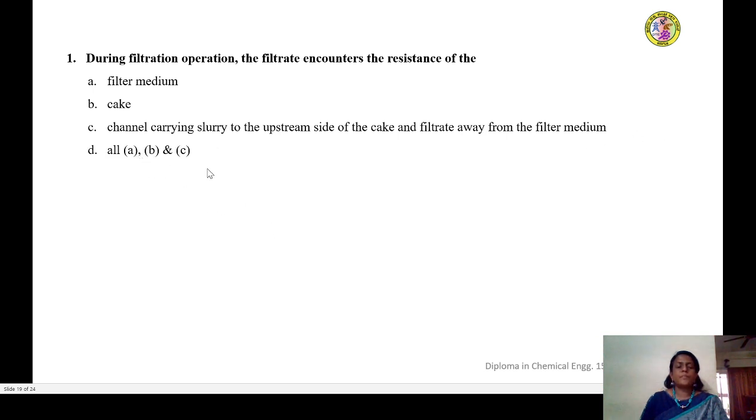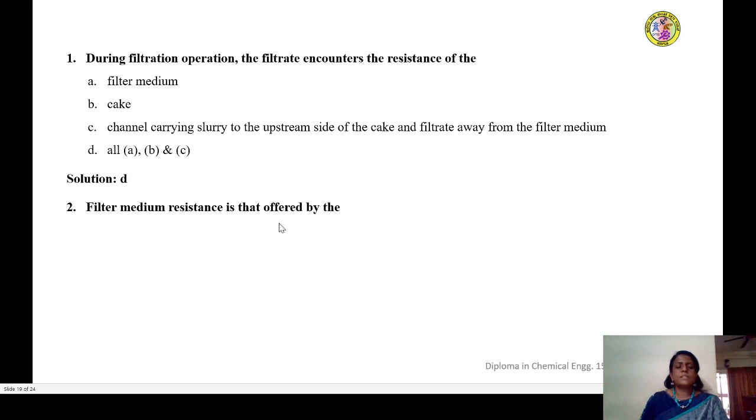All of A, B and C. In the starting of this session, we learned that the flow of filtrate faces three resistances. One is that of the filter medium, one is from the cake that is getting deposited, and one is due to the friction in the upstream side channel and the downstream side channel. So it is all of A, B and C. That is the correct answer.